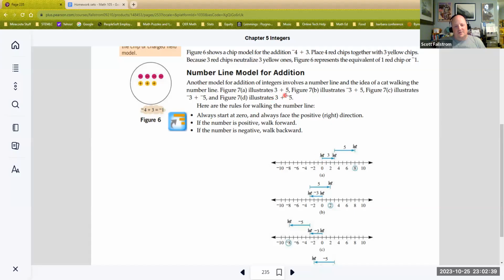Then because I want to do 3 plus 5, I would move forward 3 units and then I'd pause. Then I don't change anything, but then I move forward 5 more units. That's because both the numbers are positive.